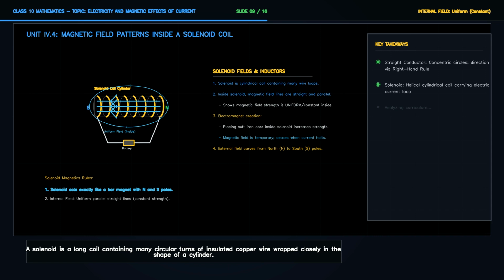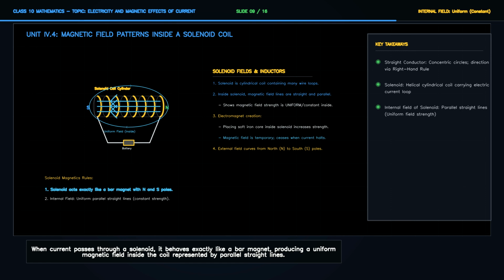A solenoid is a long coil containing many circular turns of insulated copper wire wrapped closely in the shape of a cylinder. When current passes through a solenoid, it behaves exactly like a bar magnet, producing a uniform magnetic field inside the coil represented by parallel straight lines.